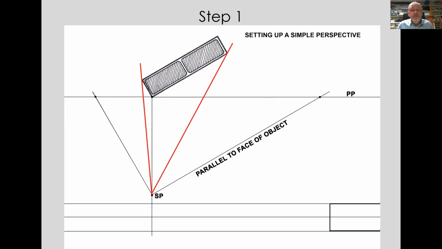So step one shows these two red lines. And what I'd like you to do is draw those red lines from the station point to the corners of the building. This gives you that angle of vision. And it's actually going to be important later on when you construct the edges of the building on the perspective. So draw those two red lines first. And if necessary, pause the video at this point to give yourself time to do so.